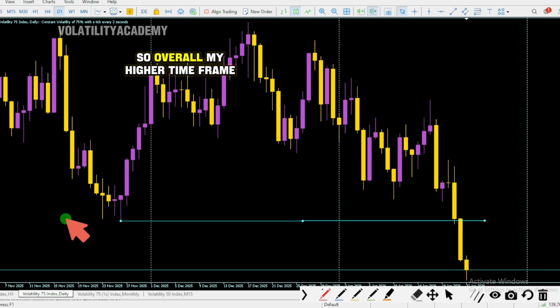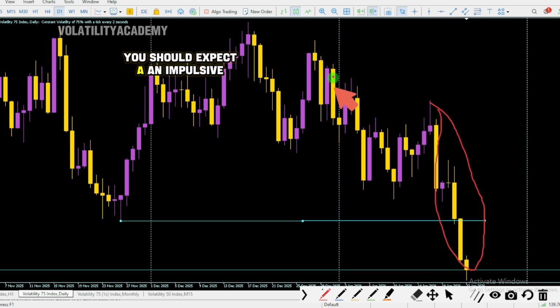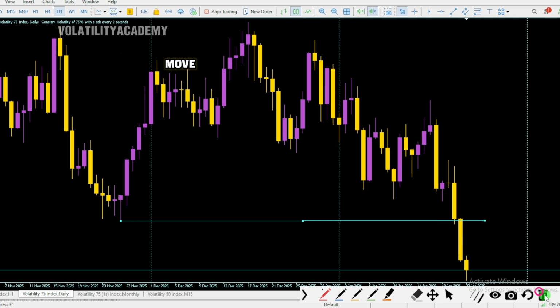So overall, my higher time frames, which are the monthly, weekly, and daily time frames, are actually aligned. So when these time frames are aligned, you should expect an impulsive move. You should expect strong moves. Okay, and that is what is happening.